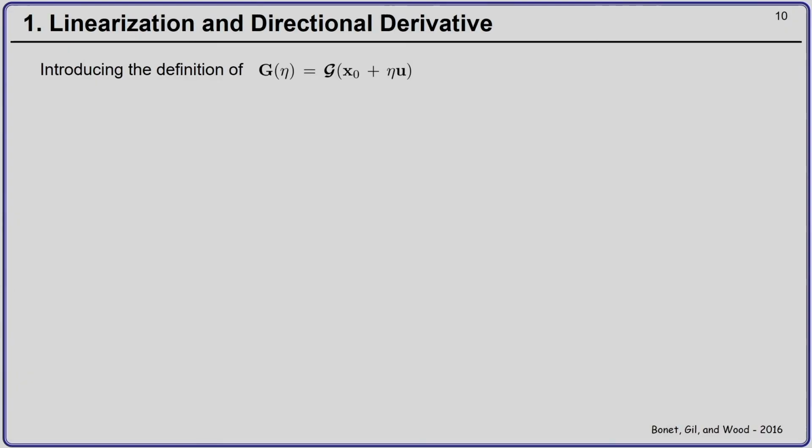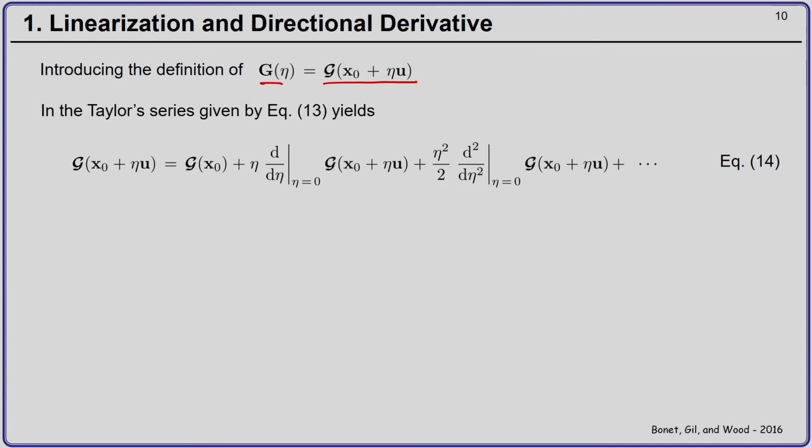Now, we can introduce our definition, g of eta was g of x 0 plus eta u. So, when we introduce this in equation number 13, which was there on the previous slide, we can write g of x 0 plus eta u as g of x 0 plus eta d by d eta evaluated at eta equal to 0 of g x 0 plus eta u plus eta square by 2 d square by d eta square of g x 0 plus eta u evaluated at eta equal to 0 plus so on.